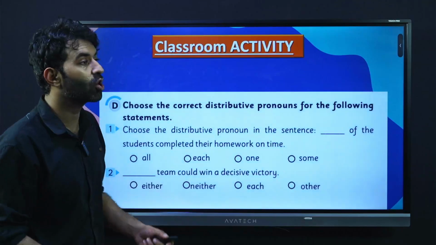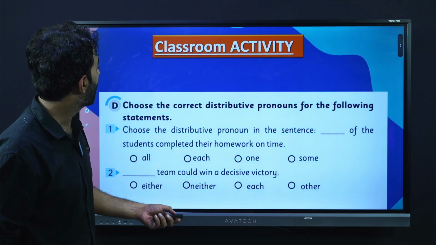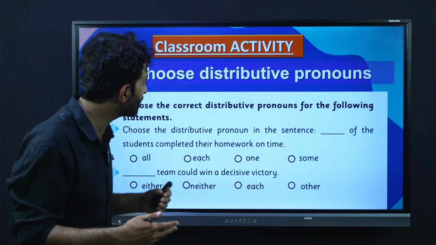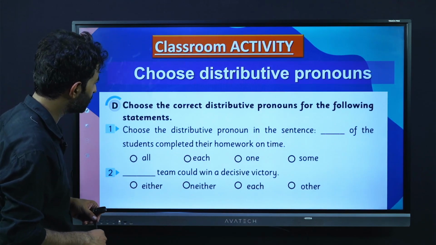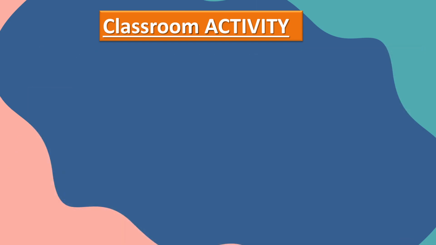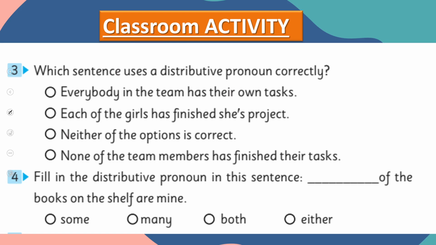Next, since we are short of time, we can move it quickly. This is where you will be using distributive pronouns, when you're distributing the pronouns. Or you can call them indefinite pronouns as well. Choose the distributive pronoun in the sentence. Of the students completed their homework on time. All, some, each? All? Yes. Alright, good.